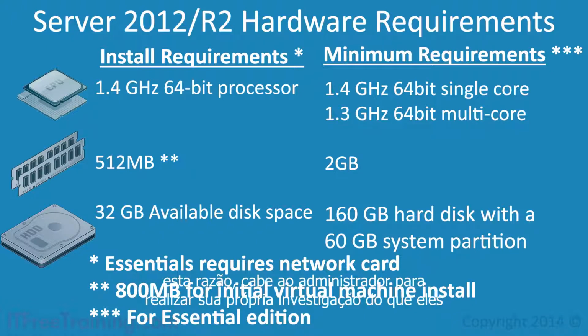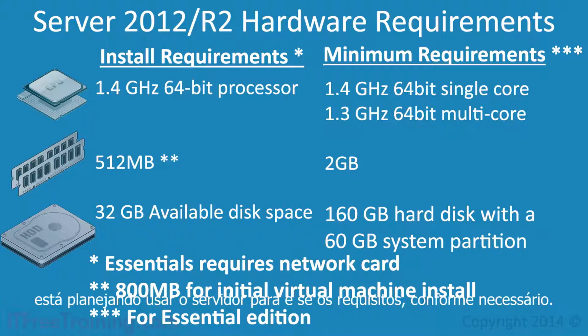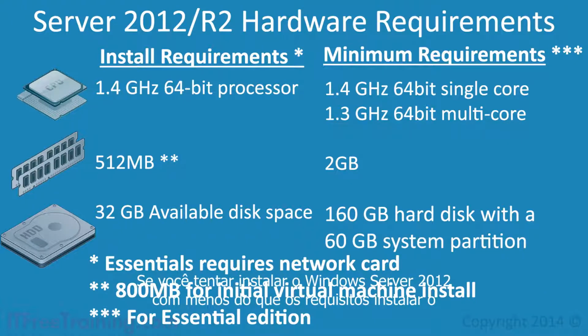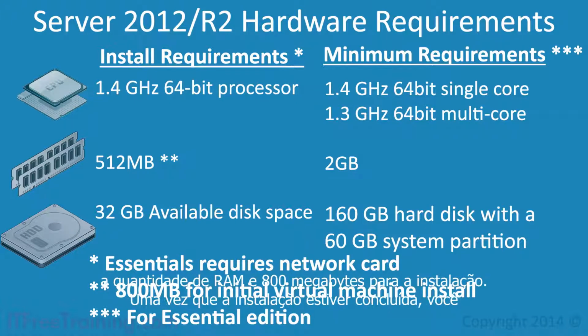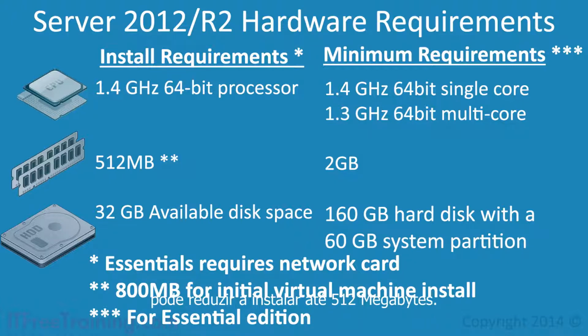For this reason, it is up to the administrator to perform their own research of what they are planning to use the server for and up the requirements as required. If you attempt to install Windows Server 2012 with less than the install requirements, the install may fail. In the case of a virtual machine, Microsoft recommends that you increase the amount of RAM to 800 megabytes for the install. Once the install is complete, you can reduce the install to 512 megabytes.